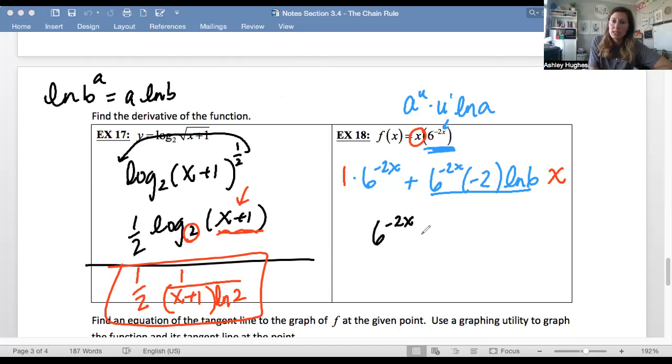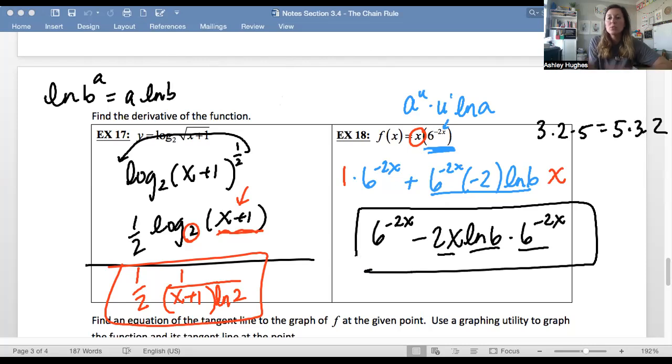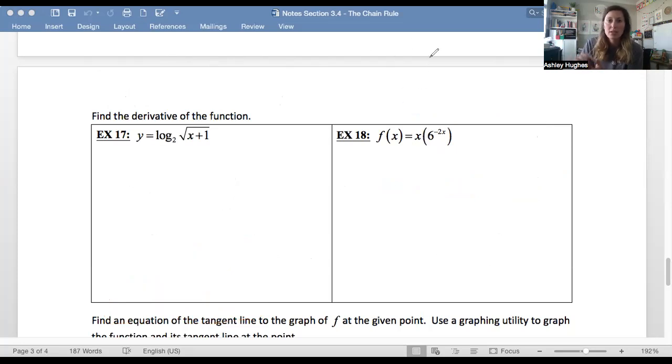So this would be 6 to the negative 2x plus, actually, let's not do plus. Let's do minus, because it's negative 2, right? So I have this 2 and I have x, so negative 2x ln 6 times 6 to the negative 2x. Again, you can write these in any order, because I can say 3 times 2 times 5 is the same as 5 times 3 times 2. When you're multiplying, you can write it in whatever order makes the most sense to you, okay?